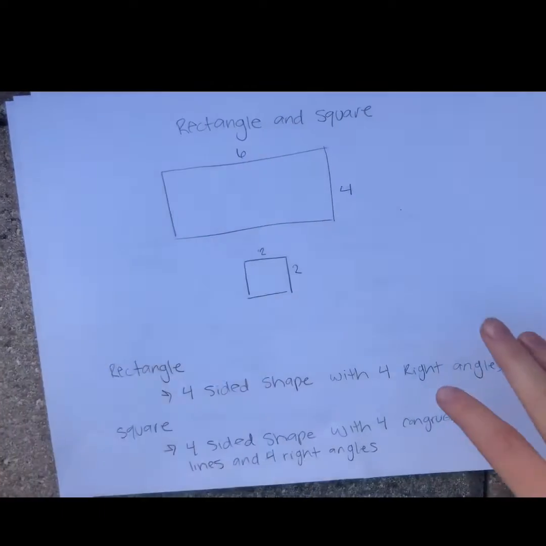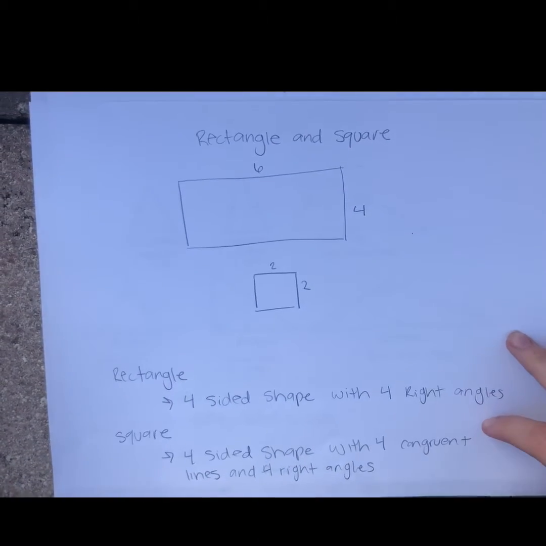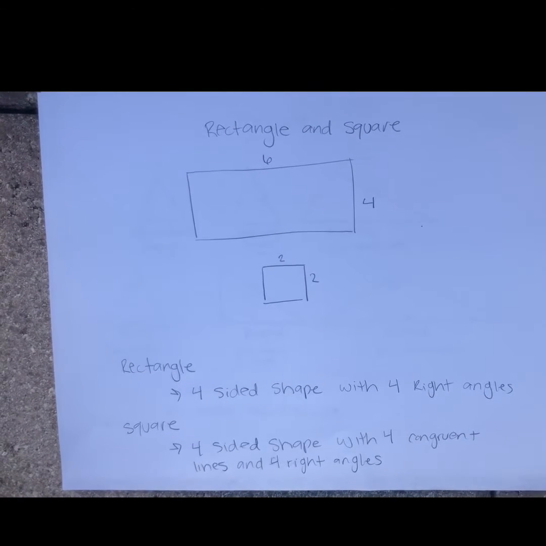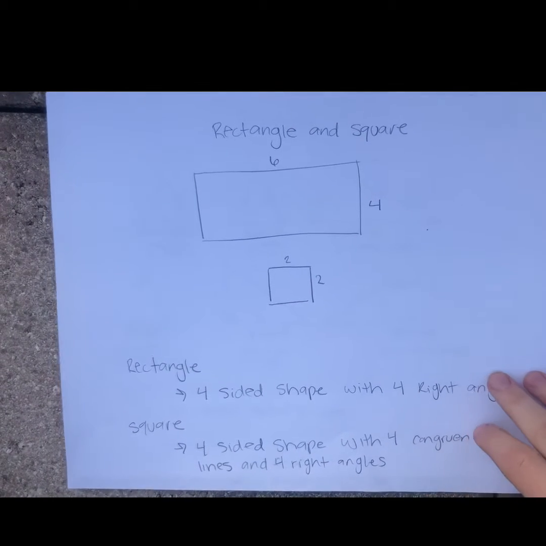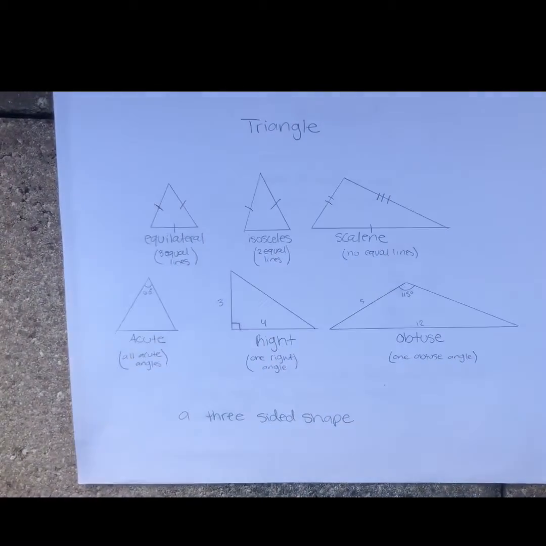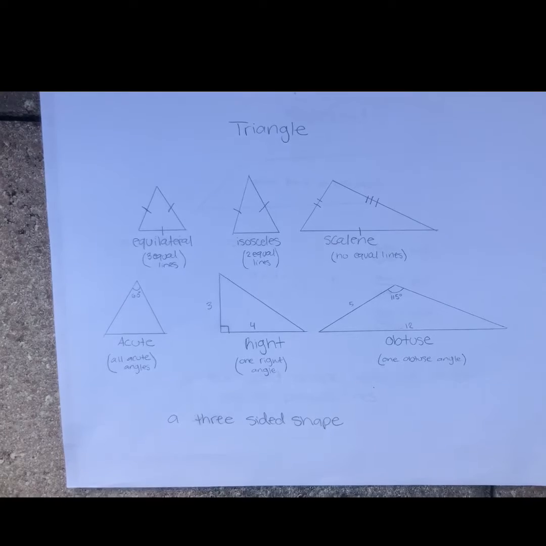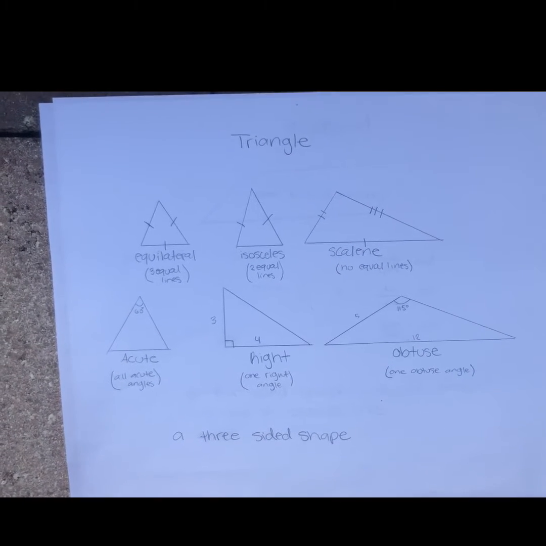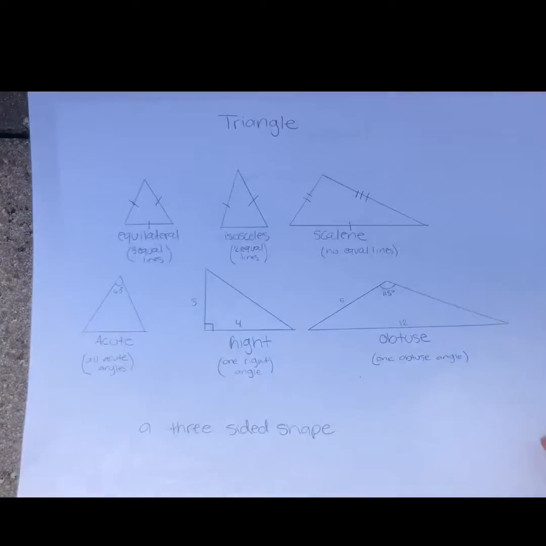Some shapes we're going to cover are the rectangle and square. A rectangle is any four-sided shape with four right angles, same thing with a square, except all the sides are the same length, or congruent. The next one is the triangle, so we have a lot of different kinds. It's a three-sided shape, but it can be equilateral, isosceles, scalene, acute, right, or obtuse.